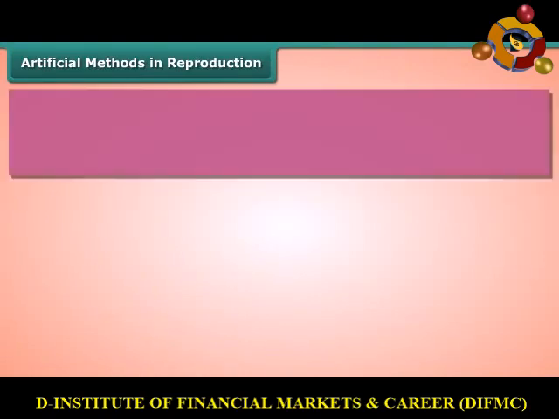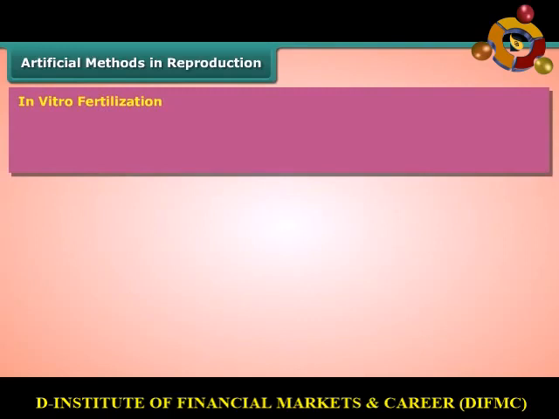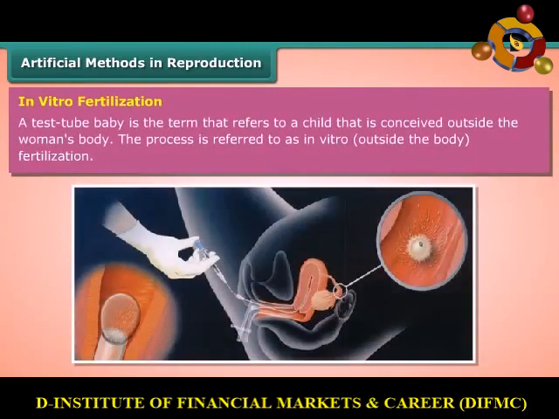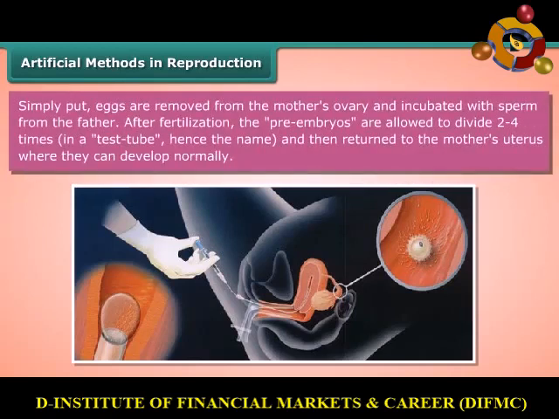Artificial methods of reproduction. In vitro fertilization. A test tube baby is the term that refers to a child that is conceived outside the woman's body. The process is referred to as in vitro, outside the body, fertilization. Simply put, eggs are removed from the mother's ovary and incubated with sperm from the father.